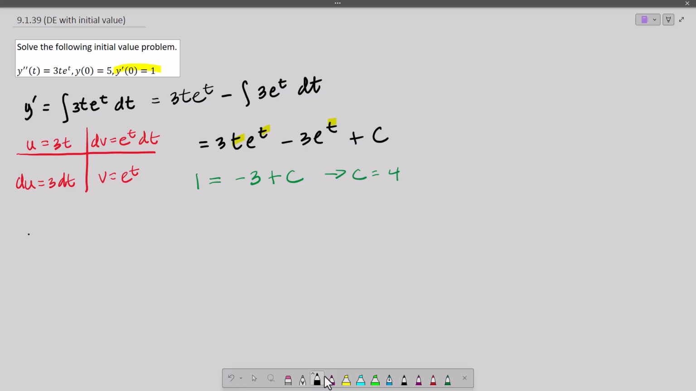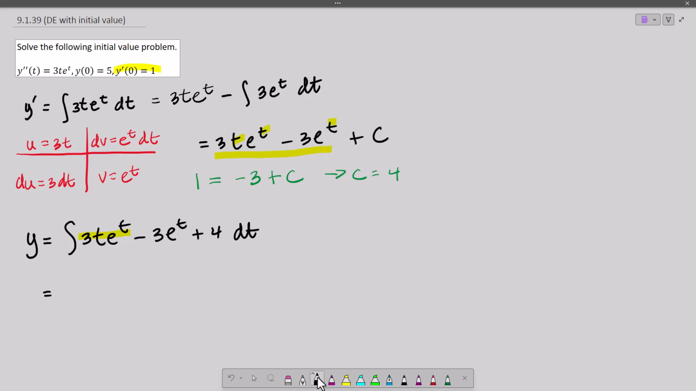So now to get to y, it is going to be the integral of y prime, and y prime we just found to be 3t e to the t minus 3 e to the t plus 4. So y will equal, once again we are going to have to do integration by parts, and once again we are actually ending up with the integral of what we integrated originally, so we can use that to our advantage. We know that the integral of 3t e to the t is this expression right there.